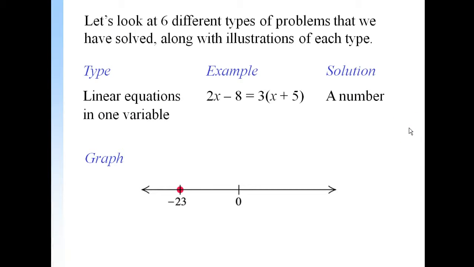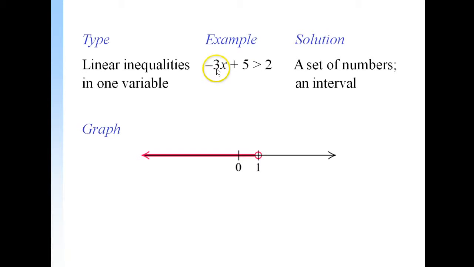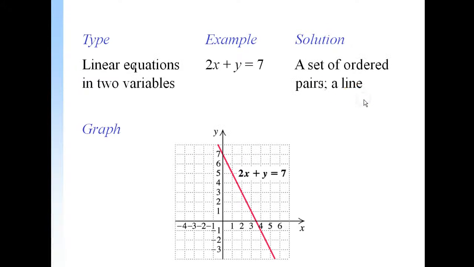And here is an excellent review. Let's look at the 6 different types of problems that we have solved. And they're going to give you an illustration of each one. Here is a linear equation. Remember, it was conditional. It had one answer. Now here's an inequality. This had a particular point of where it started, and then all those other solid points along the number line are solutions.